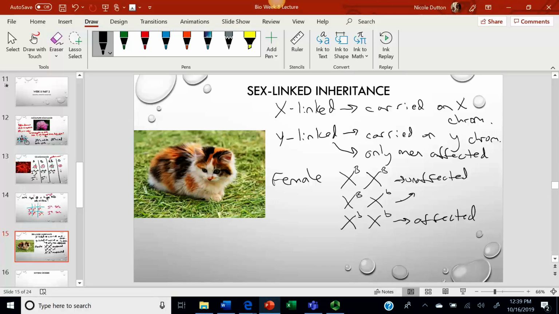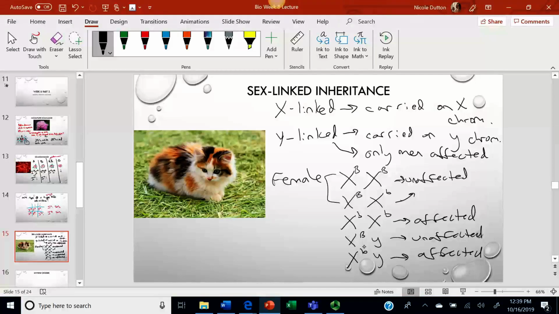But with men, you can have XBY unaffected, or XbY affected. So because there's two ways to produce an unaffected female, but just getting one bad b makes you an affected male, the chances of being affected by these genes is higher if you're male.